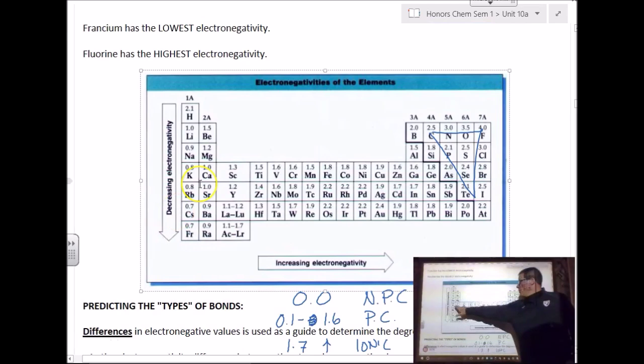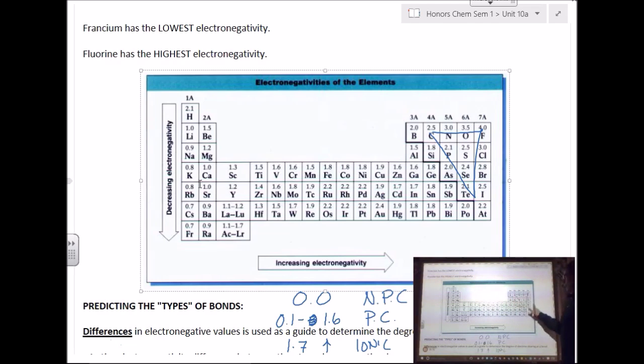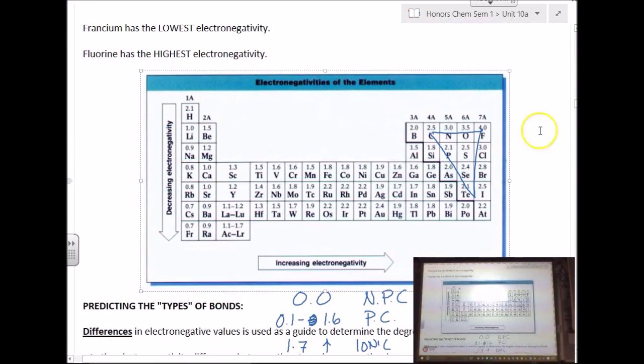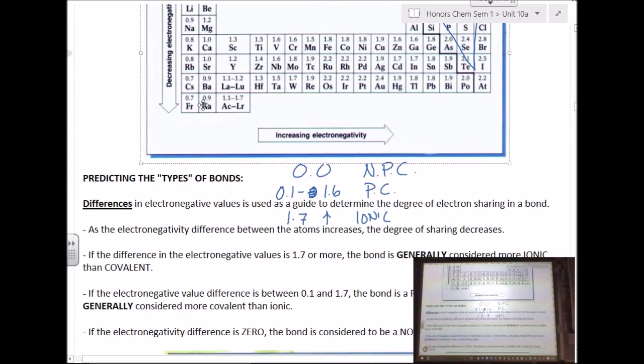If you ever have a metal with a non-metal, that's ionic. I don't care what your difference in electronegativities is. If you have a metal with a non-metal, that's ionic. If you have two non-metals, I can't think of any situations where it might be greater than 1.6, but in some cases it might be like hydrogen and fluorine. Hydrogen swings either way, so we'll let the differences in electronegativities determine that.